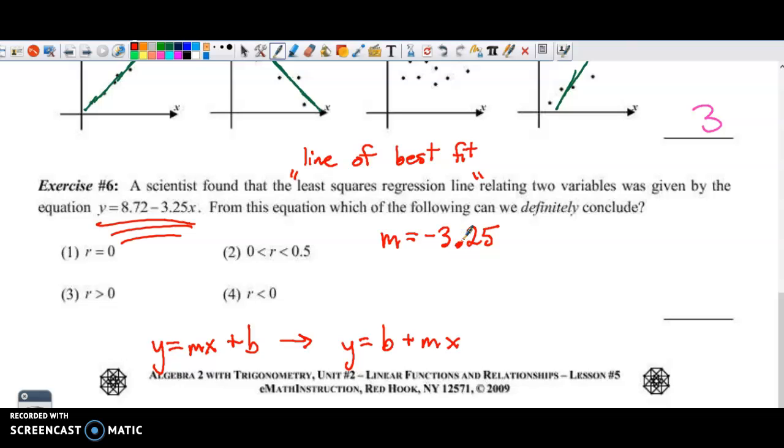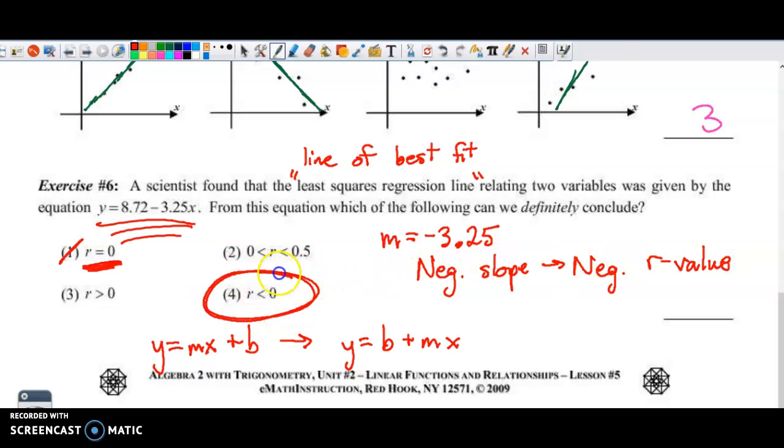So if I'm trying to come up with my correlation coefficient, all I can determine is, okay, well, if the R value was 0, we wouldn't come up with a line of best fit. That would be impossible. But because this is a negative slope, that's a negative trend, that means there's a negative R value, in other words, a negative correlation coefficient. So the only option there would be option 4. These other two options would have a positive slope, and that was not stated in the problem.